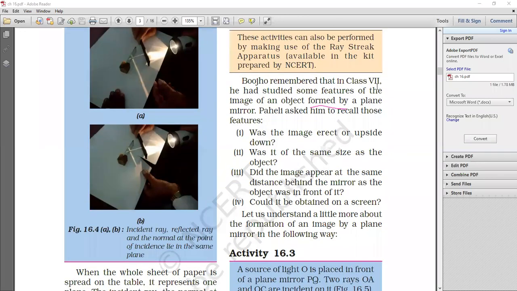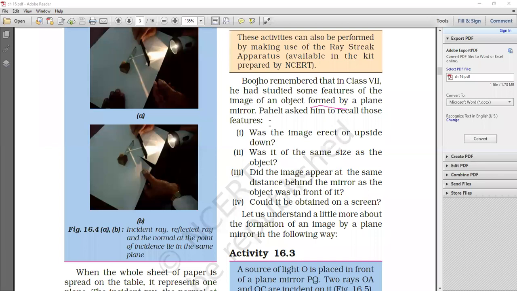Bujo remembered that in class 7 we have studied some features of the image of an object from a plane mirror. What is a plane mirror? आपके घर में जो भी mirror है, plain glass के पीछे polish की हुई होती है, तो उसको हम बोलते हैं plane mirror, है ना. आपने class 7th में convex mirror और concave mirror में जो slightly spherical in shape होता है, ठीक है. So first he asked him to recall those features.